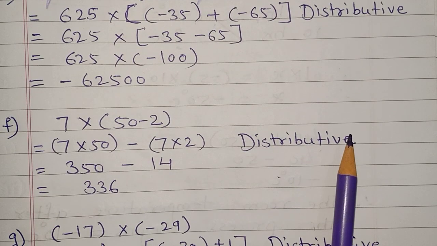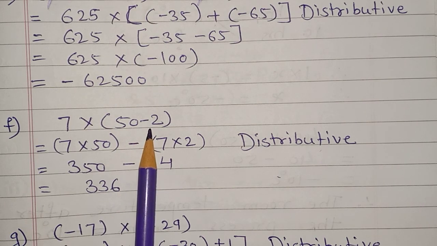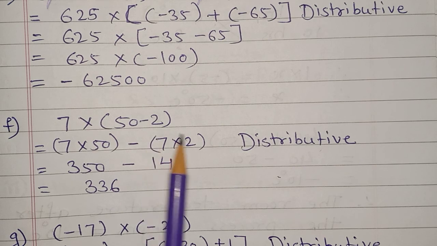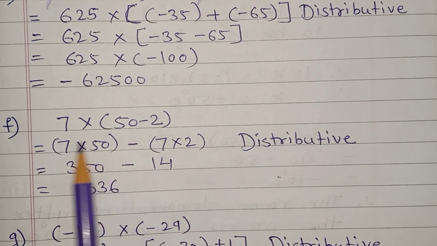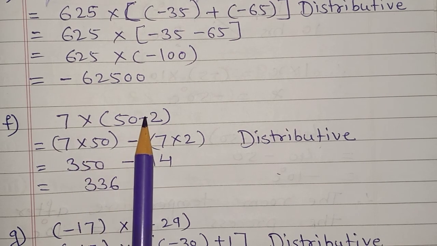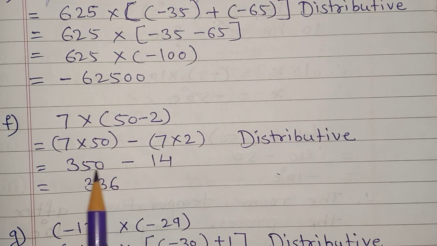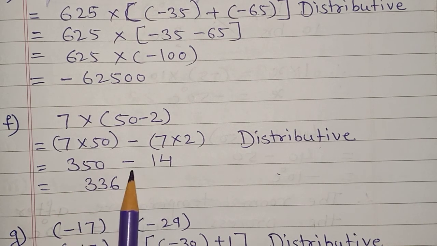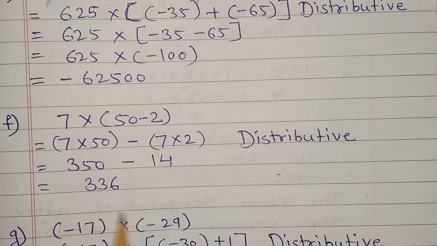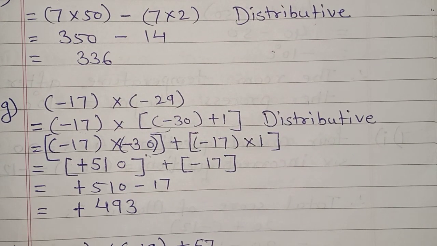Let's move ahead. 7 into 50 minus 2. It was the same as question number D. Here 50 minus 2 is given, so I will use the distributive property. 7 multiplied by 50 in one bracket minus, here it is a minus sign, 7 multiplied by 2. Let's solve this. 350 minus 14 gives me the answer 336. Let's move ahead towards question number G.